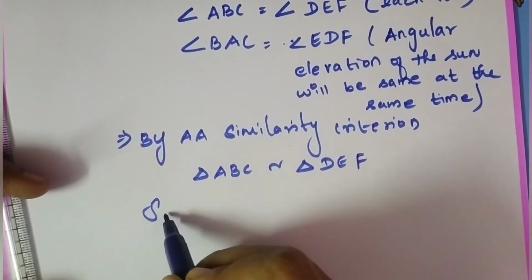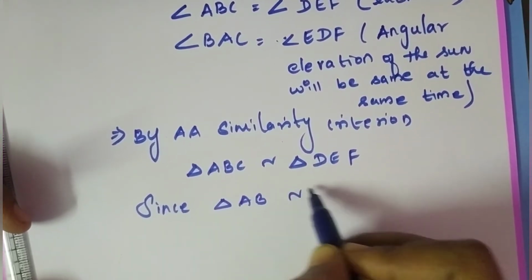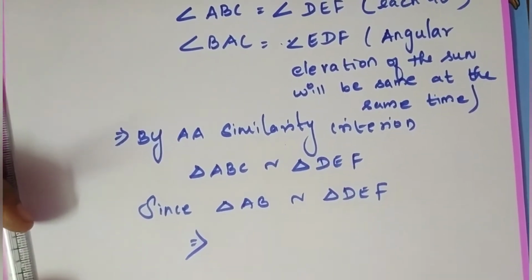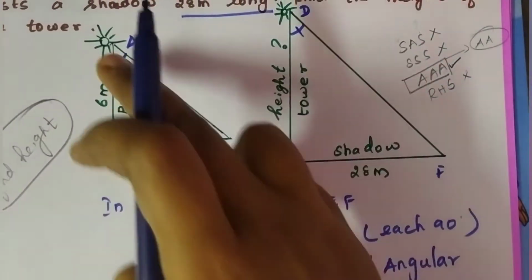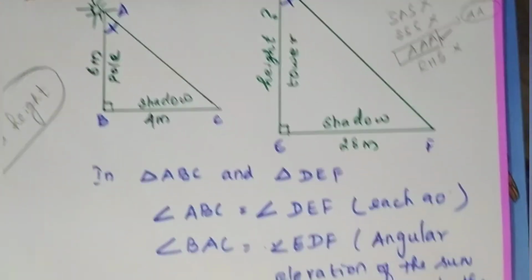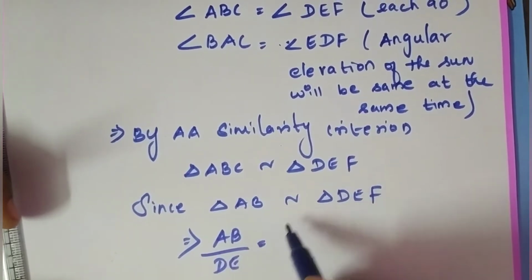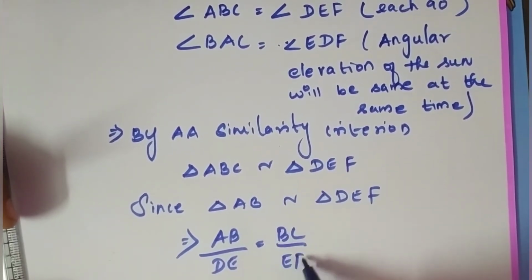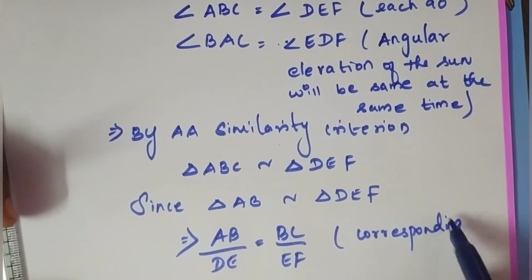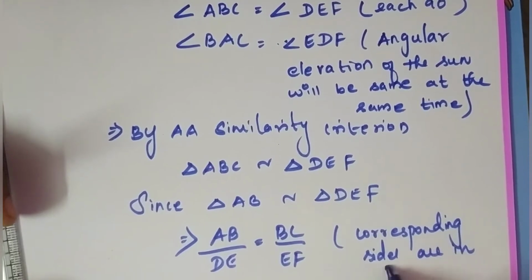After we proved that the triangles are similar, since triangle ABC is similar to the triangle DEF, we can tell that the sides are in the same proportion. The sides mean AB proportional to DE and BC proportional to EF. Clear? Corresponding sides are in proportion.